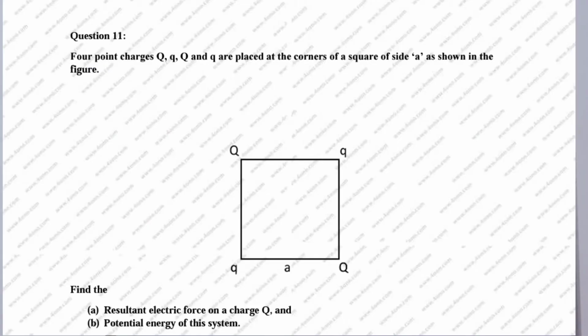In 2018, there were only 2 questions, that is 1 3-mark question and 1 5-mark question. So the total weightage was 8 marks. The first question is a 3-mark question. 4 point charges Q, Q, Q and Q are placed at the corners of a square of side A as shown in the figure. Find the resultant electric force on a charge Q and the potential energy of this system.